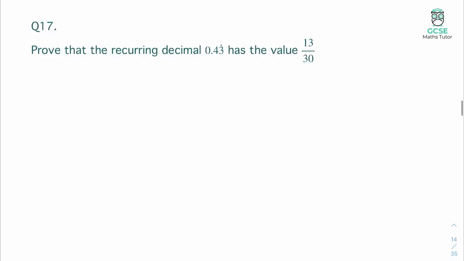Okay, so we have a recurring decimal for our next question. So we've got 1 recurring decimal, so that's going to be quite nice. And it does actually tell us to show that it's going to be 13 over 30. It does say prove that. Now you've got to be very careful when it says prove that. So I'll show you why.